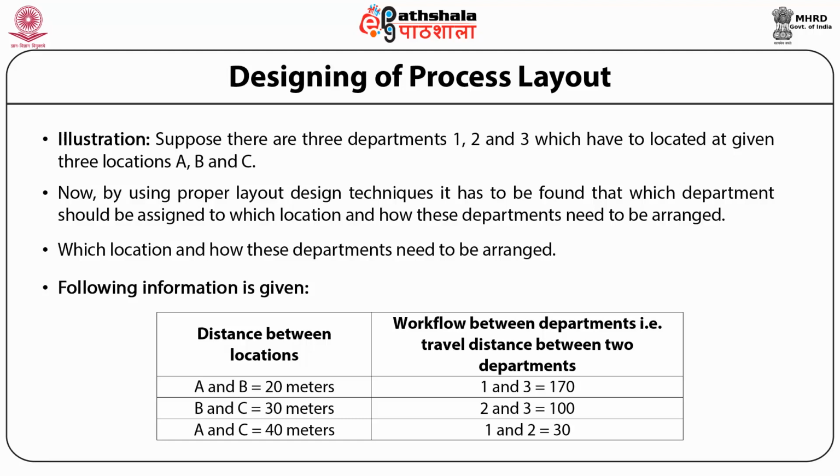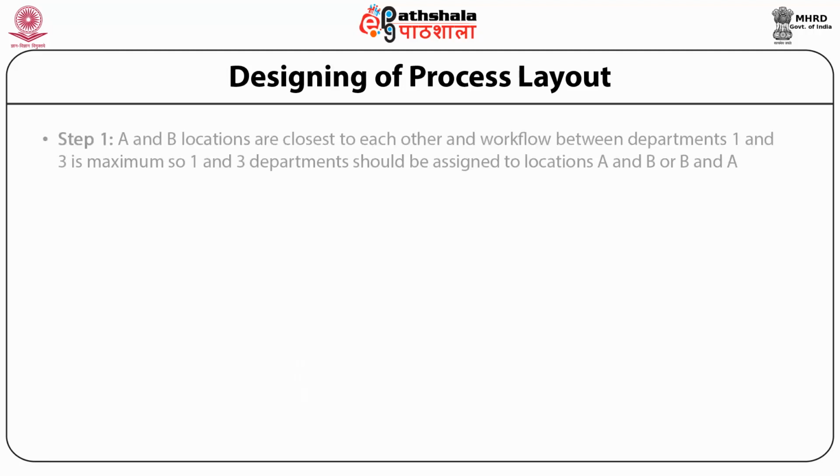B and C distance between locations is 30 meters. Workflow between departments 2 and 3 equals 100. Distance between locations A and C is 40 meters. Workflow between departments 1 and 2 equals 30.